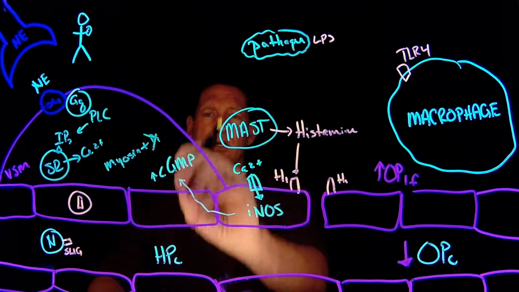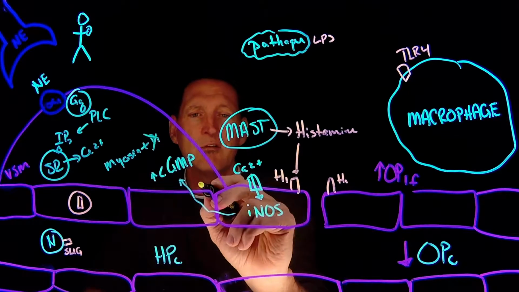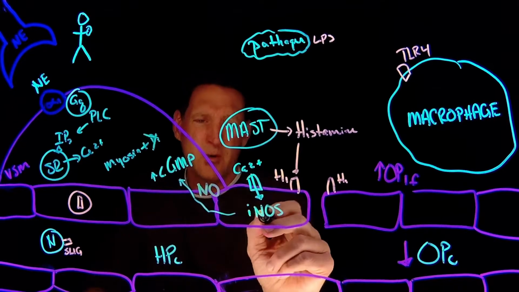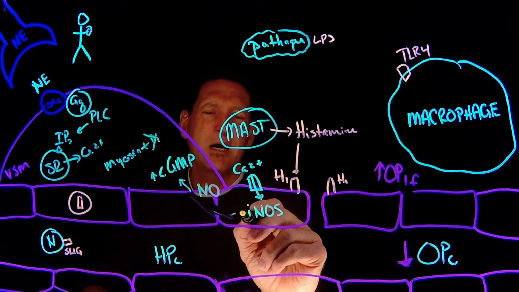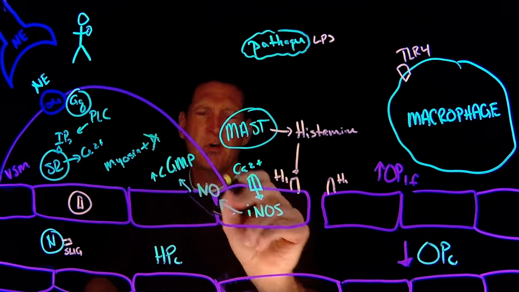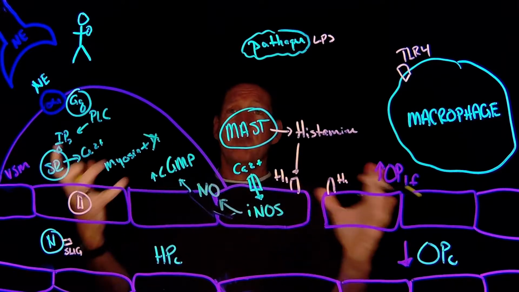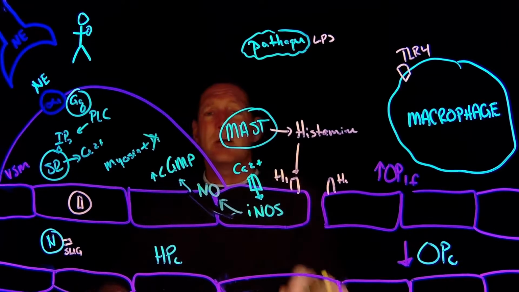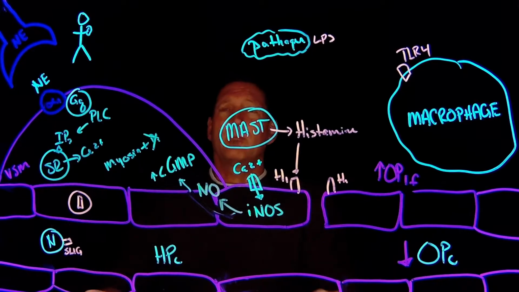So the increase in cyclic GMP under the influence of nitric oxide that was produced from the activation of iNOS is very efficient at causing vasodilation. And that's fine, because I want vasodilation in this area because it's a localized area. So now if we just look and see where we're at on inflammation.